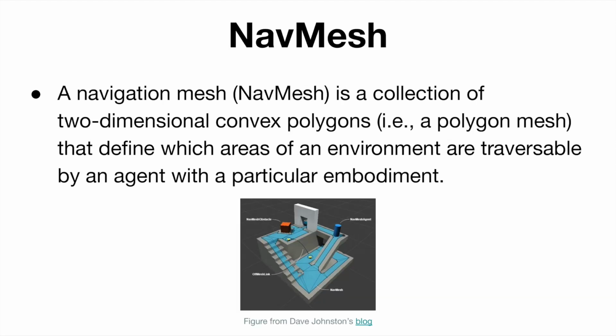A navigation mesh is a collection of 2-dimensional convex polygons that define which areas of an environment are traversable by an agent with a particular embodiment. A navigation mesh is usually generated for each static scene offline, which can be used to compute navigable positions at a given height efficiently.